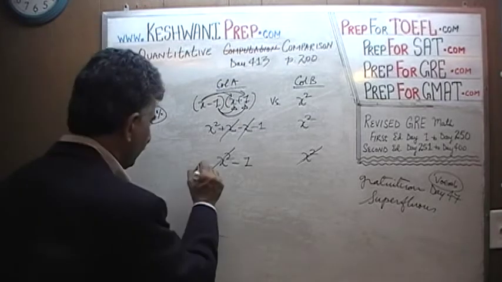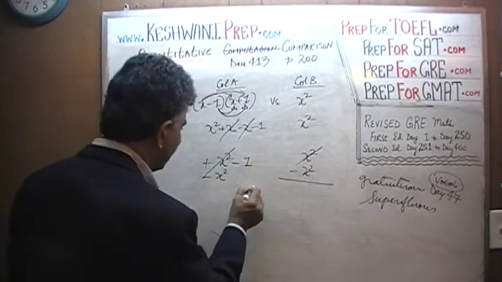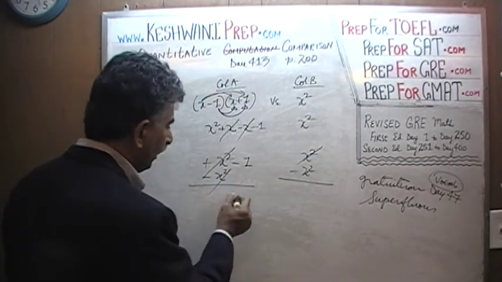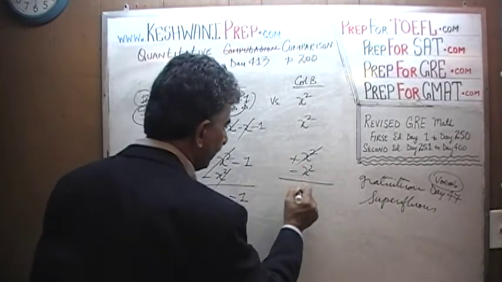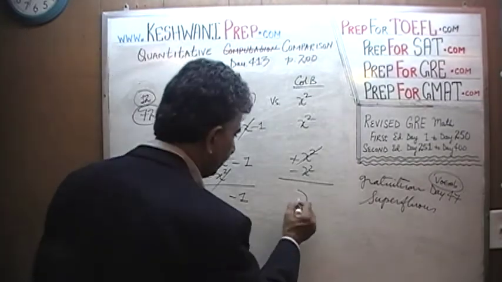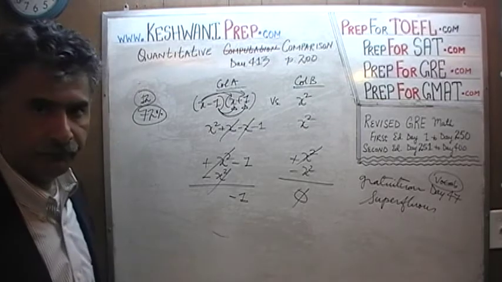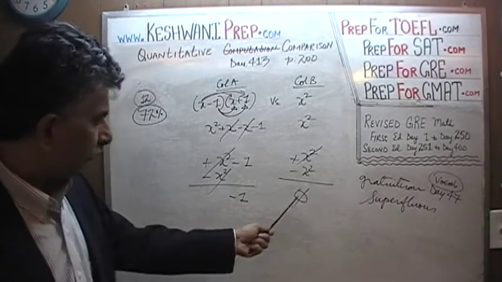Or if you like, we can actually do it out if you insist on doing it like a baby. It drops out and we end up with a negative 1. And here we end up with x squared minus x squared. What do we end up with here? We end up with a big fat 0. That's it, we're done. Which one is bigger, 0 or negative 1? Of course, negative 1 is smaller. Of course, 0 is bigger.